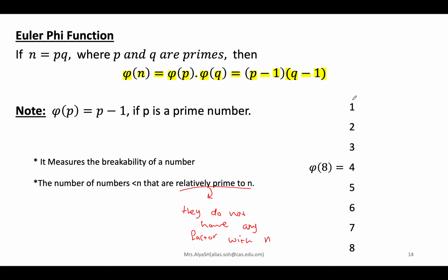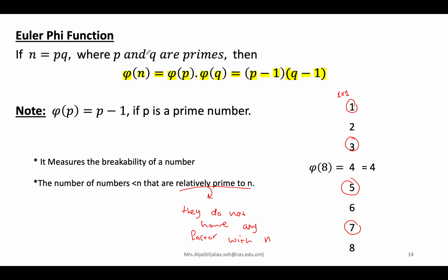For example, here we got that 1 is 1 by 1, which is nothing, no factors with 8. Then we got 3, 5, 7. And those are the numbers that are less than n and relatively prime to n. Okay, so by using the phi function, I got that phi of 8 equals 4, 4 numbers which are relatively prime to n.